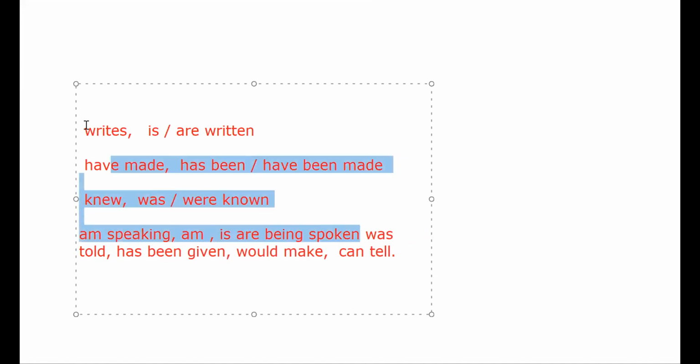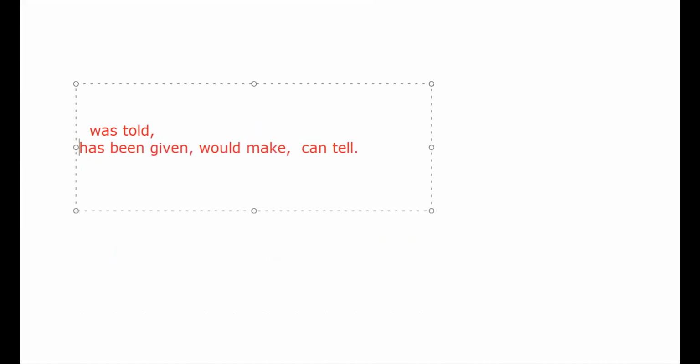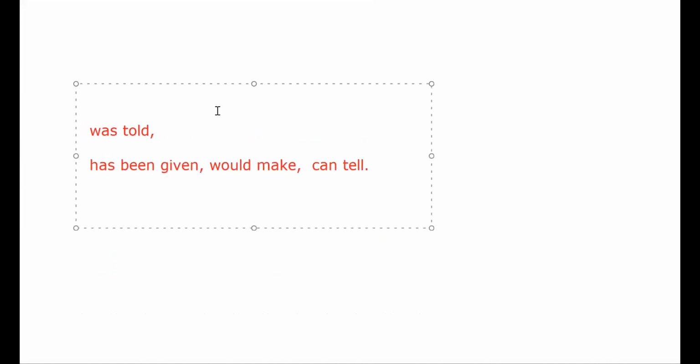Now, look at this. Was told. It's in a passive form. I'm asking you to give the active form of this. What is the active form of was told? Was told.